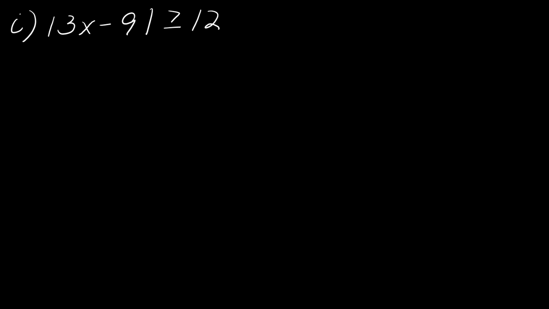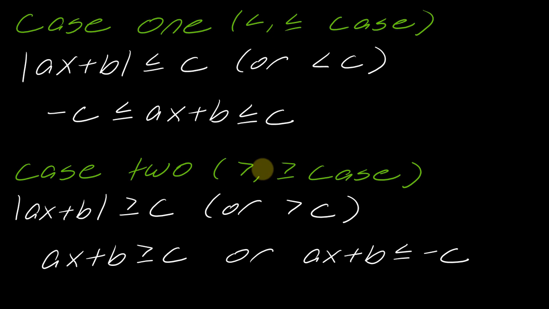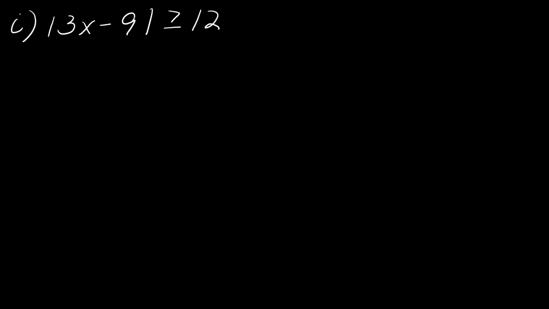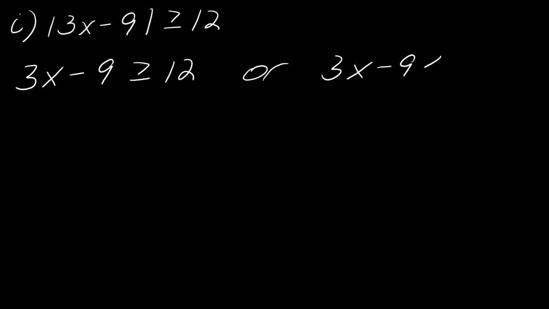Okay, so now I've got the absolute value of 3x minus 9 is greater than or equal to 12. So this is, again, just my classic greater than case. So I'm going to use this setup here. This is going to be 3x minus 9 is greater than or equal to 12, or 3x minus 9 is less than or equal to negative 12. And then we can just solve.